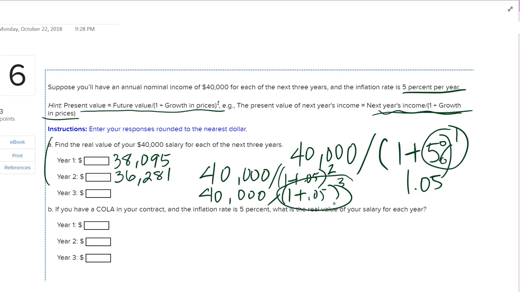Now, part B of this is a little bit of a trick question. It says if you have a COLA in your contract and the inflation rate is 5%, what's the real value of your salary each year? Well, if your COLA is a cost of living adjustment and adjusts for the 5% inflation, then the real value of your salary is 40,000 because the cost of living offsets the inflation cost.